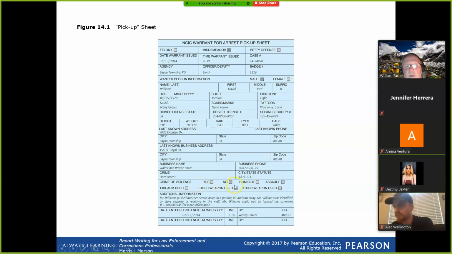So what it says here, not a crime of violence. Let's see if it shows here. It was a misdemeanor, so they're wanted for a misdemeanor. And it gives the description, enough to where if the officer pulled it up, they'd hopefully be able to identify the person. It's got their social security number, a tattoo. That's why it's important, when we talk about making sure that we're factual, accurate, etc.